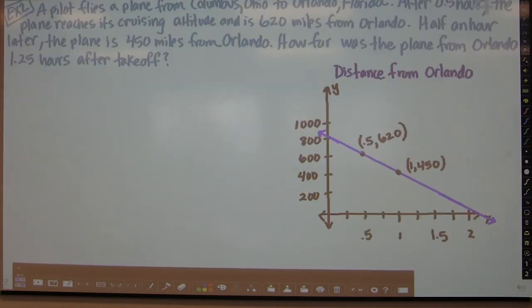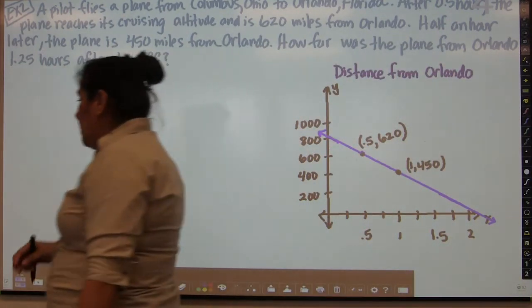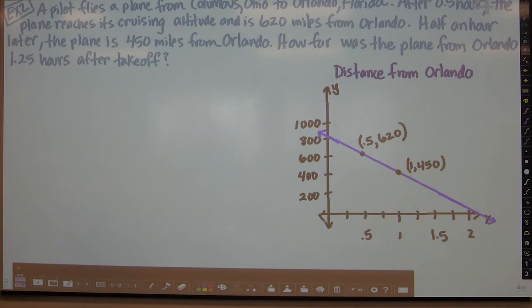Okay, so now we're going to go to example 2, where we're talking about rate of change. And I mentioned earlier that's basically synonymous with a slope. So here we go. It says, a pilot flies a plane from Columbus, Ohio to Orlando, Florida. After half hour, the plane reaches its cruising altitude and is 620 miles from Orlando. Half an hour later, the plane is 450 miles from Orlando. How far was the plane from Orlando 1.25 hours after takeoff?